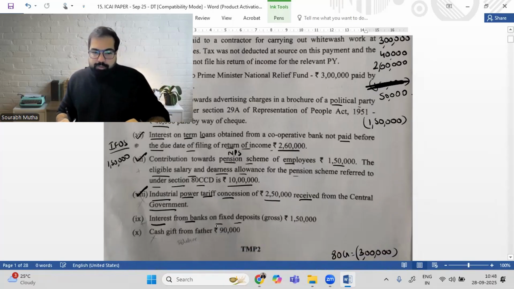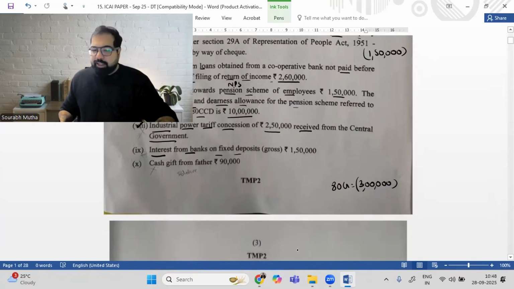Is this the gross amount? Yes. Now, guys, any bank that pays you interest of 1 lakh 50 will deduct TDS. I'm just writing it here so that in the end, we can take credit. There will be TDS under section 194A. 10% of 1 lakh 50 is 15,000. You can take credit.